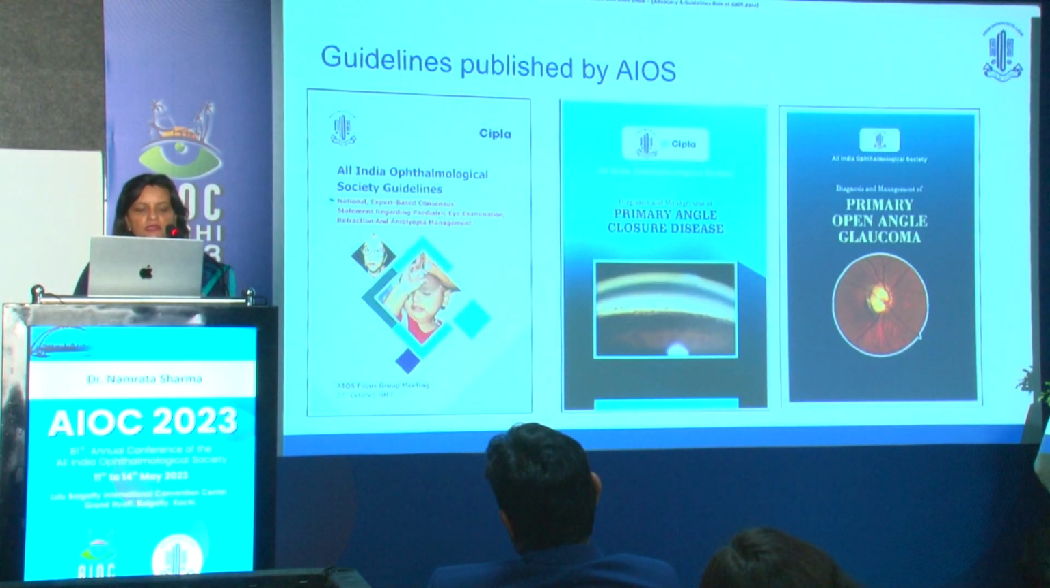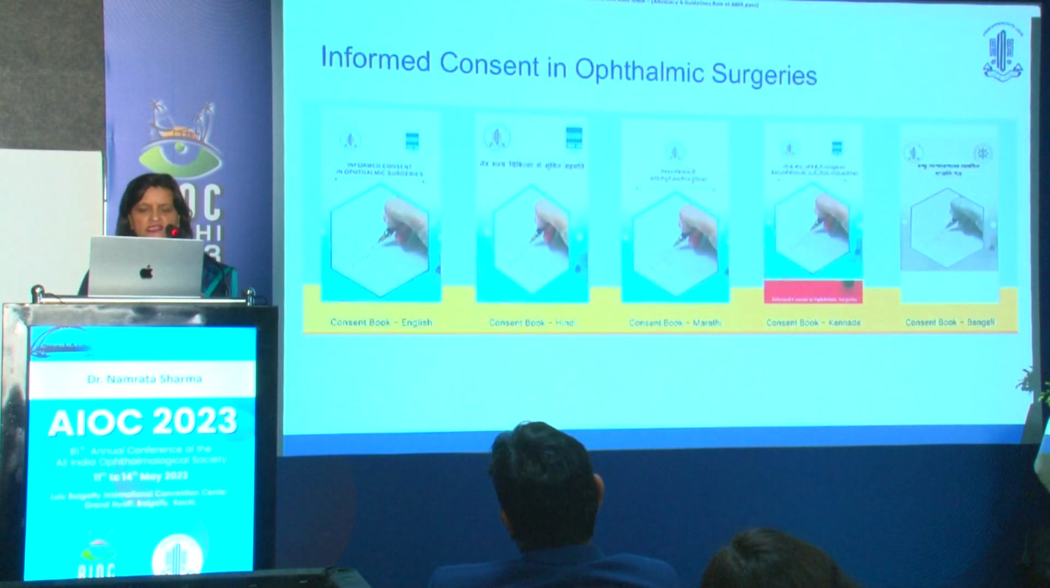Now, there are some guidelines. For instance, there was a consensus statement regarding pediatric IO examination, then on primary angle closure glaucoma. Some of them are more clinical, like primary angle closure glaucoma or open angle glaucoma, that were done by the AIOS. And I think very important, although this is not a guideline, are the informed consent books that have been done for ophthalmic surgeries to help the members.